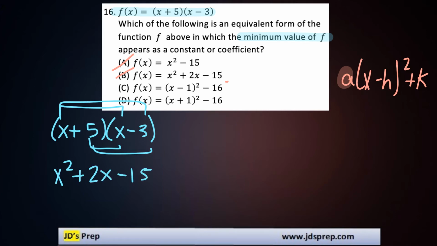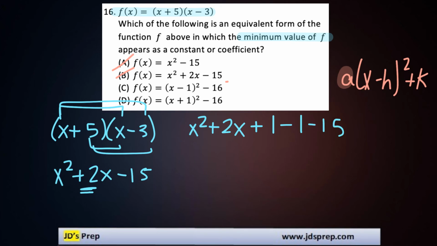Okay, now to change this into vertex form, we need to complete the square. To do that, I'm going to take my coefficient in front of the x term, cut it in half, and square it. Well, half of 2 is just 1, and 1 squared is, of course, just 1. So what that means is we're going to both add and subtract 1 inside the equation there.